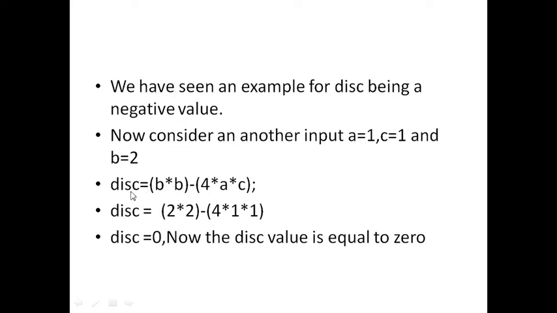Under this condition, disk is equal to B square minus 4AC, where disk is equal to 2 into 2 minus 4 into 1 into 1. This is the disk value. It is B square minus 4AC. So it is equal to 4 minus 4, that is disk is equal to 0. So now the disk value is 0.